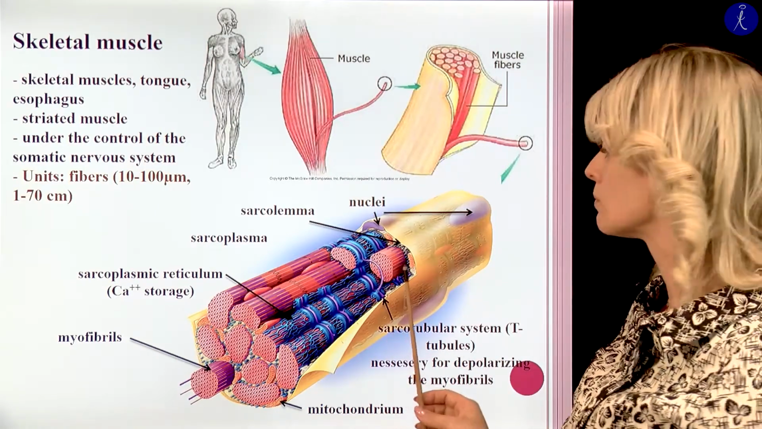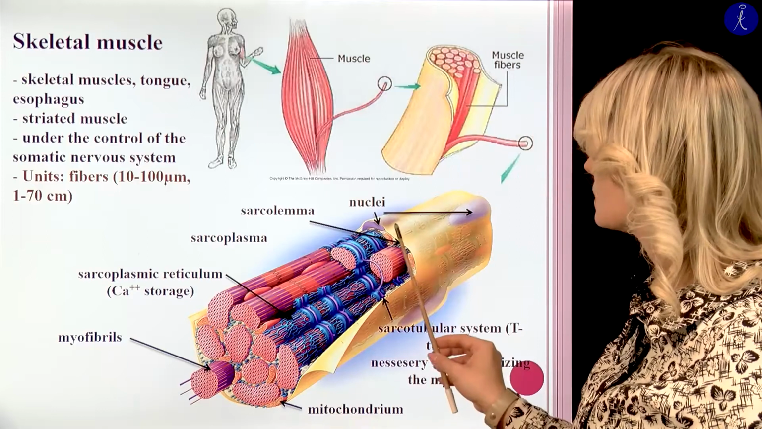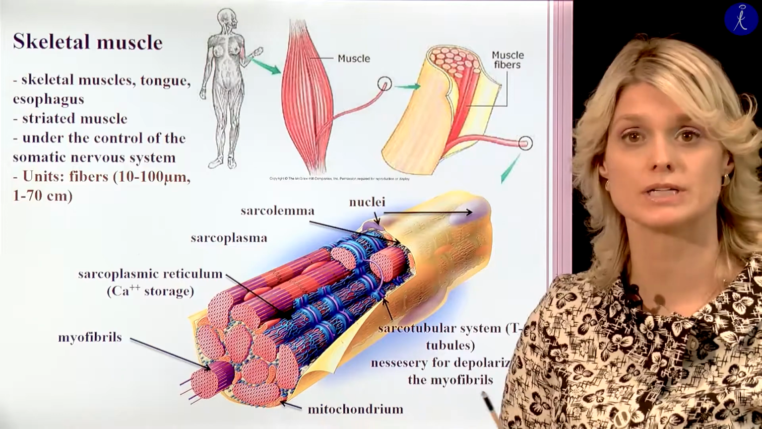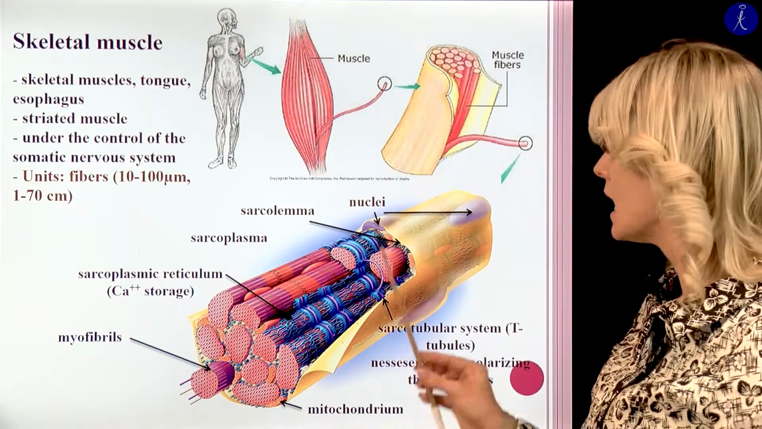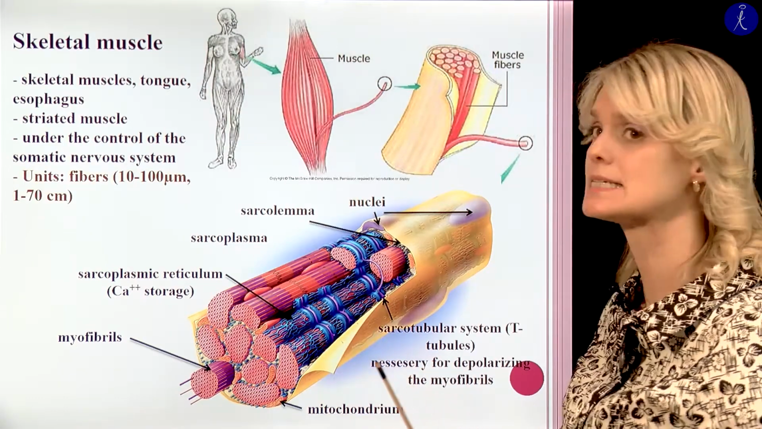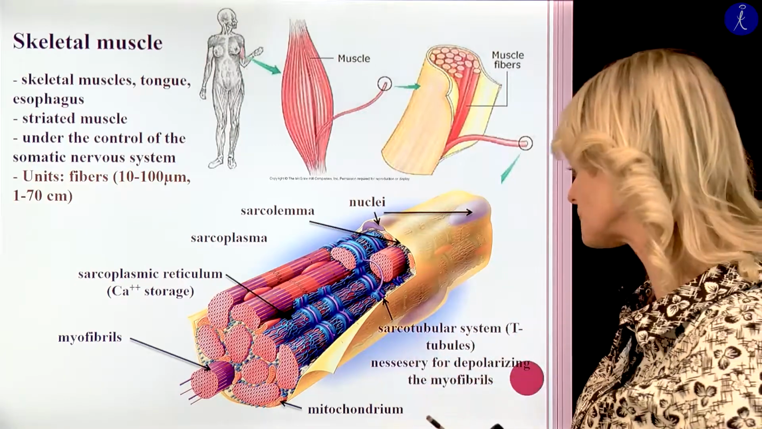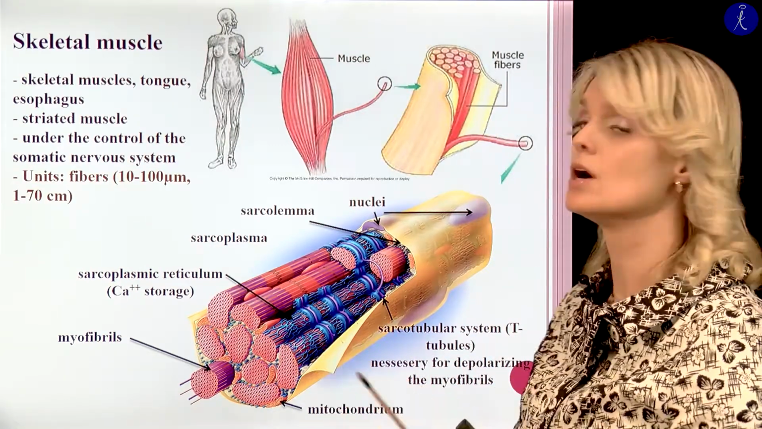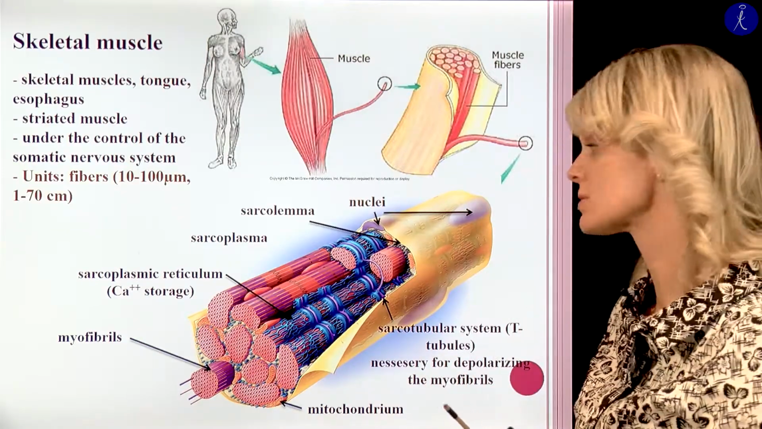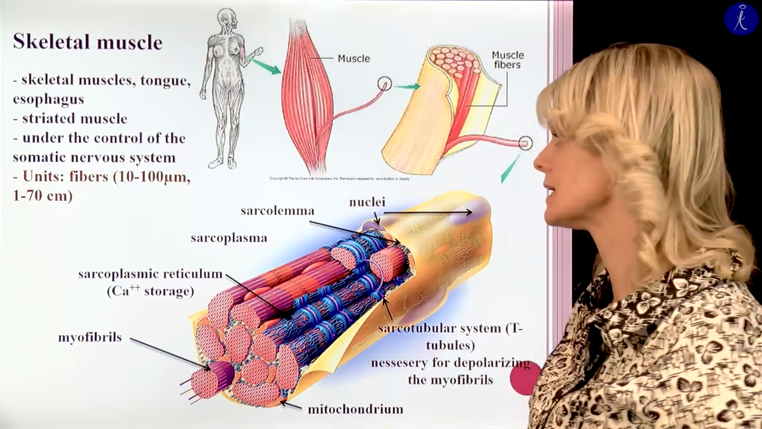And within the sarcoplasm, we can find a lot of myofibrils. The nuclei are located under the sarcolemma. We have a lot of mitochondria within the cytoplasm. And here you can see the sarcoplasmic reticulum and the sarcotubular system, which are important in the calcium storage and the activation of the muscle fibers. You learn the details in physiology and biology.